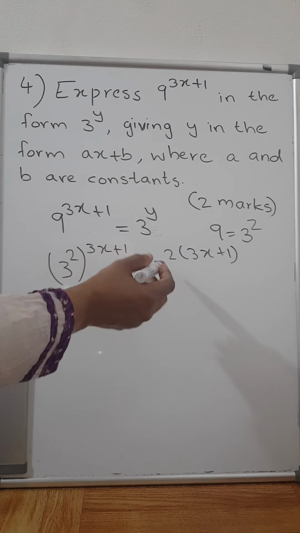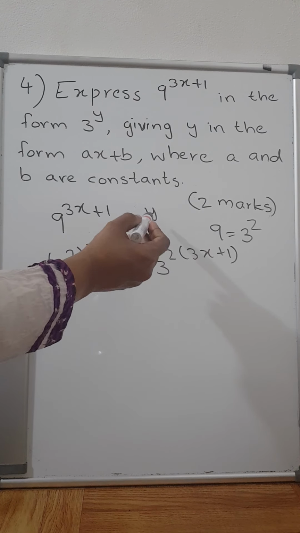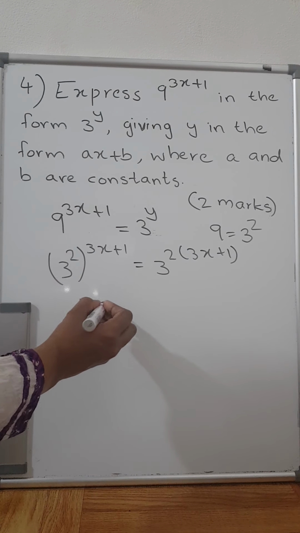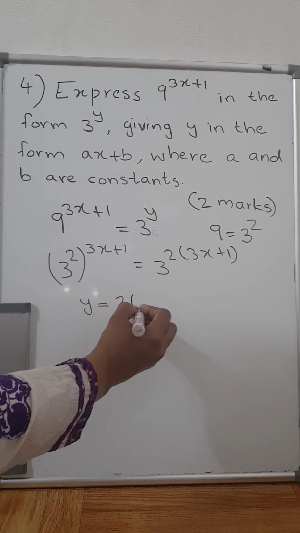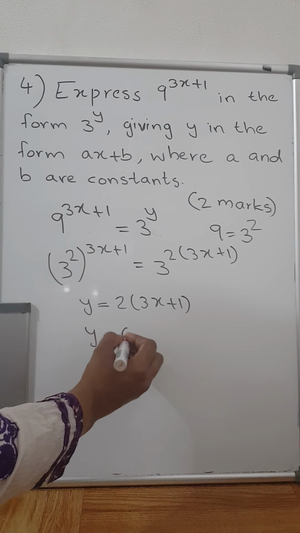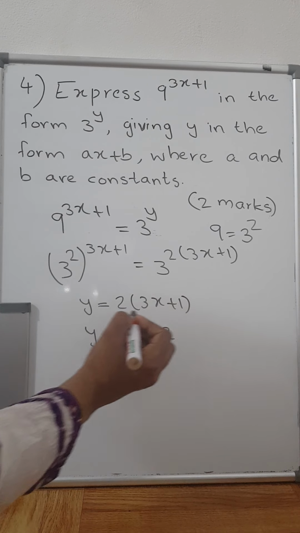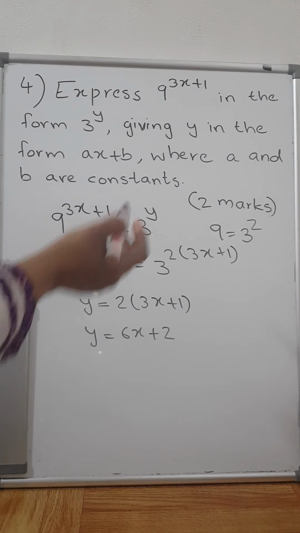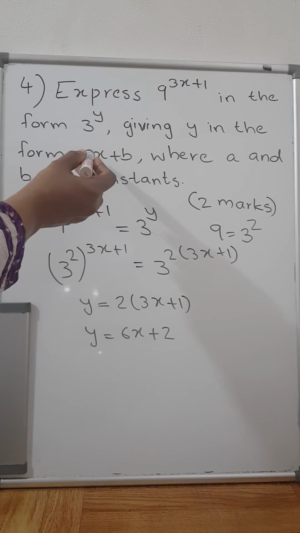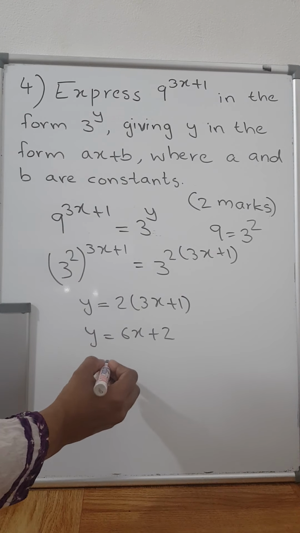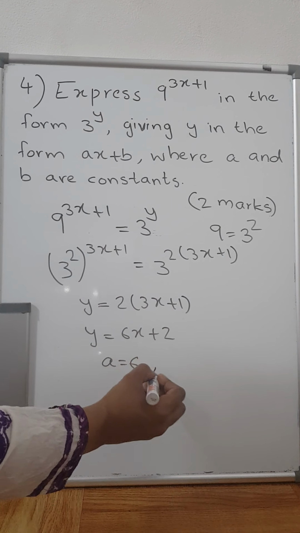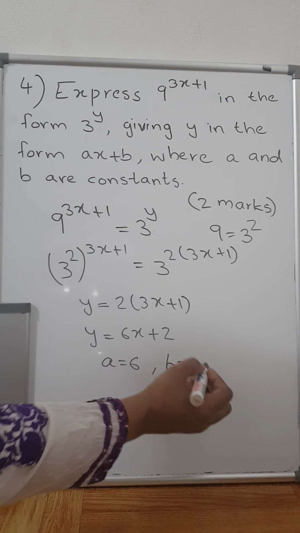Now you see, on comparing, we can see that since bases are the same, y is equal to 2 times 3x plus 1, or y is equal to 6x plus 2. See, we have written y in the form ax plus b. On comparing the coefficients of x, we can see that a is equal to 6. On comparing constants, we can see that b is equal to 2.